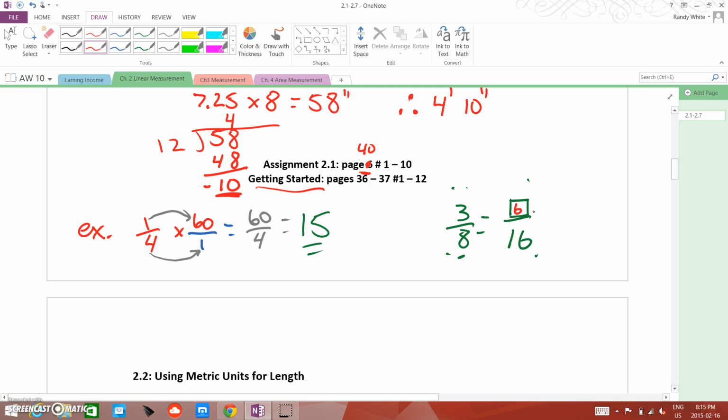The other way to do it is, what did I do to this 8 to make it 16? Well, I had to times that by 2. So that means I have to times that by 2. And 3 times 2 is 6. So I know I'm correct. So try out the getting started and do page 40, numbers 1 to 10 as well. Okay? Remember, any questions, put your hand up, because next we're going to take a look at the metric system.